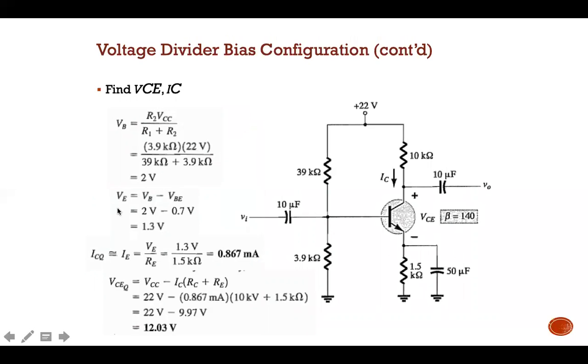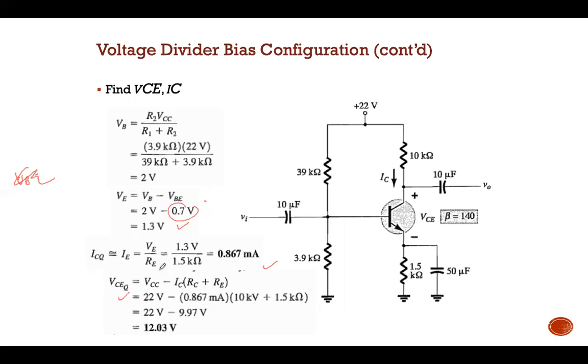Then VE equals VB minus VBE. Based on the equation, VB equals VBE plus VE, so that's why you get VE equals VB minus VBE. VBE is 0.7. And then IC equals IE, and IE equals VE over RE. You will get 0.867 milliampere.